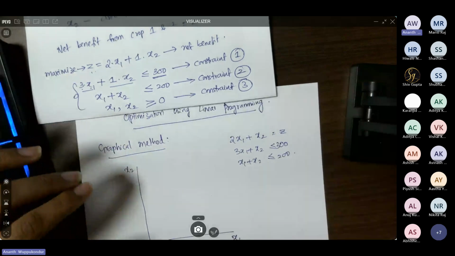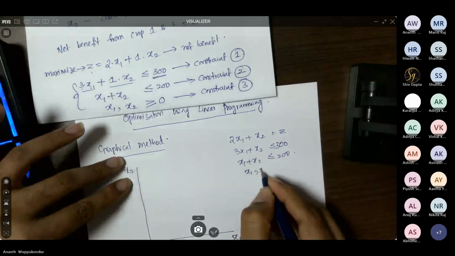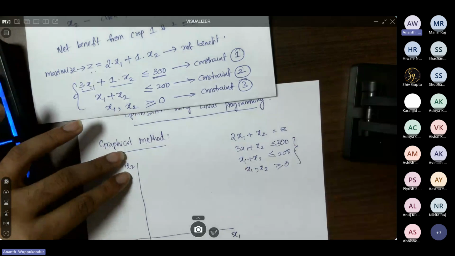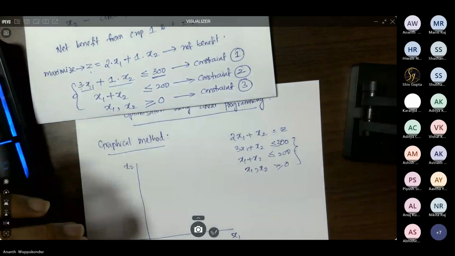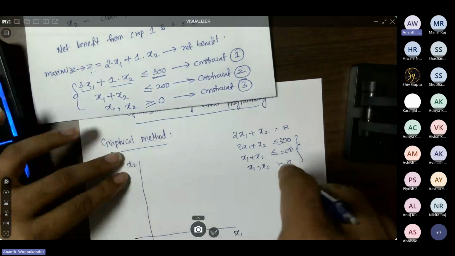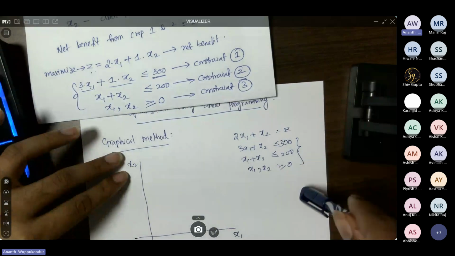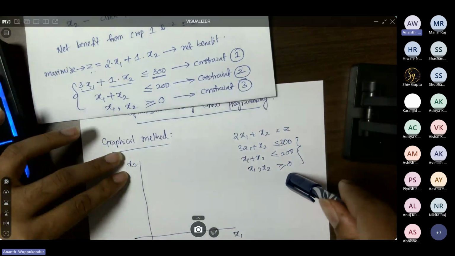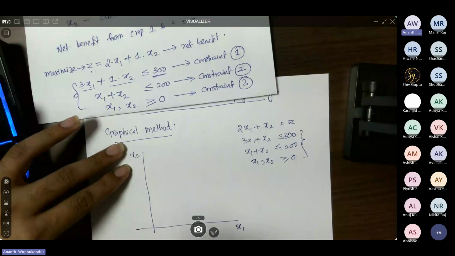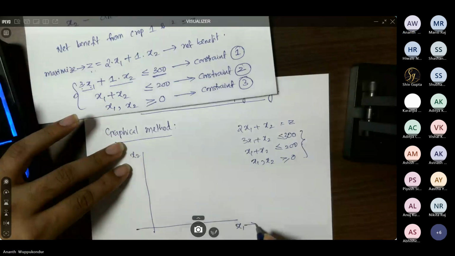Now let us start with the constraints that we have. These are the constraints on the crops, which is that x1 and x2 should always be more than or equal to 0. At any given point, neither x1 nor x2 can be negative, meaning we are talking about the first quadrant where x1 and x2 are always positive.